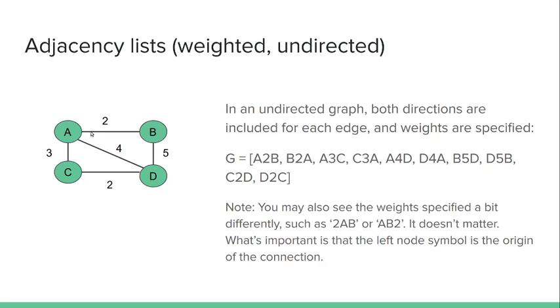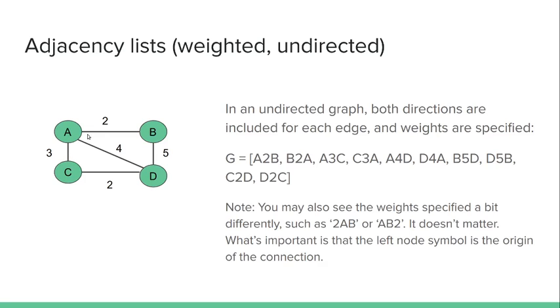Now this graph is also undirected, and that means we need to represent the edge in both directions. So we have to represent A and B, the path from A to B with a weight of 2, and we also have to represent the path from B to A with a weight of 2. So we have A to B and B to A. For each one of these edges, we'll have 2 different representations of the edge in both directions. So we have A 3 C and C 3 A, and so on. If we have an undirected graph, then we'll have 2 items in the list for each edge.